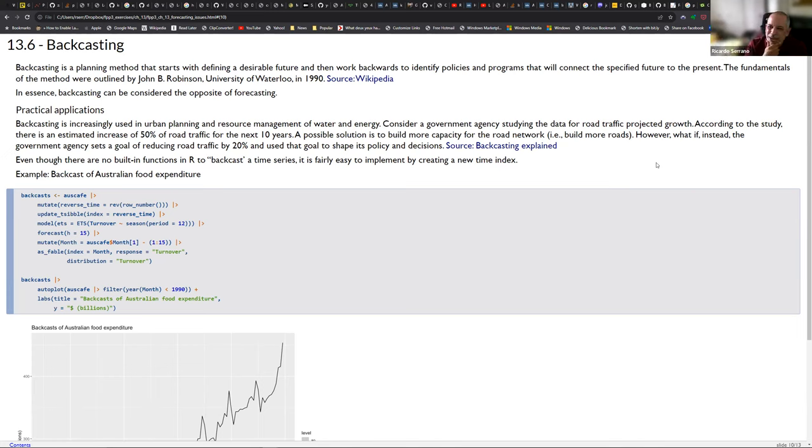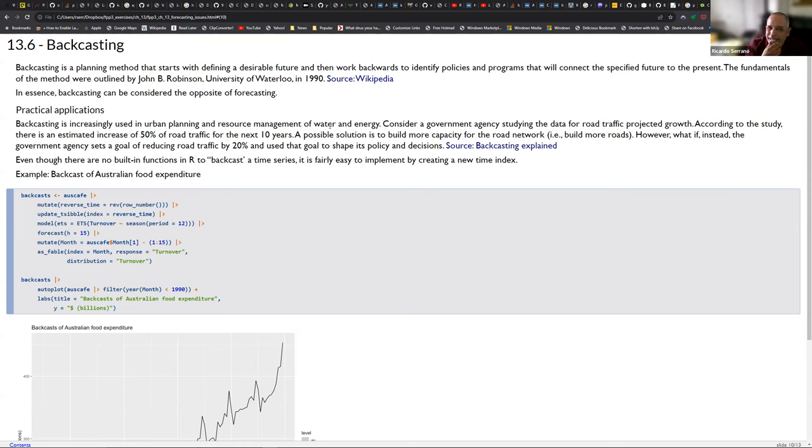And I said, okay, what kind of real world application could this have? Doing the research, because the book doesn't tell us exactly how it's going to be used, just that it was proposed or outlined by this person, John B. Robinson, University of Waterloo in 1990, but that doesn't tell me too much, okay? Unless I dig into what he was proposing.